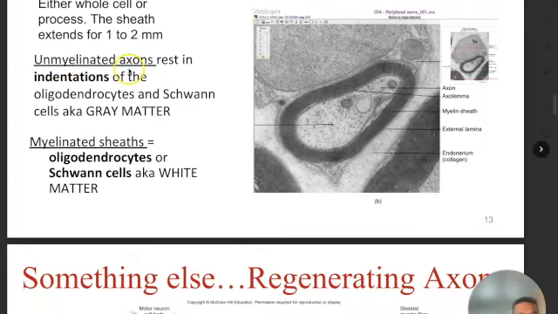So the unmyelinated part would be the gray matter. The myelinated part would be the white matter. Remember I told you, because it's got more fat, looks more whitish.